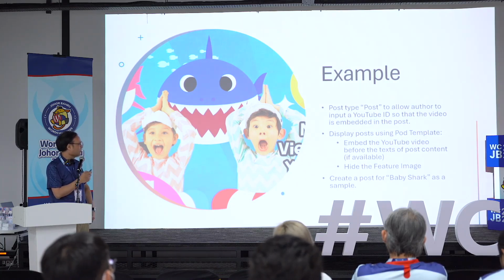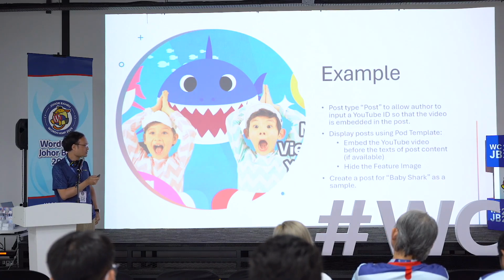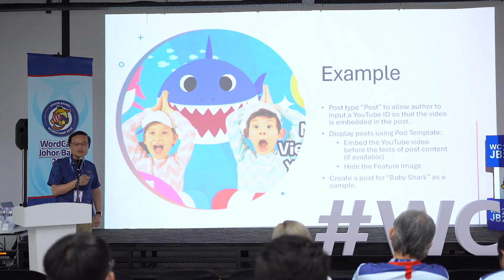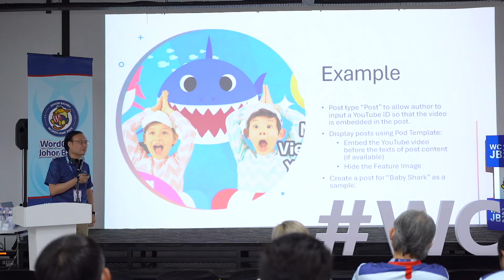And we display the post using the post template because we have to change the layout. All right. So we want to embed the YouTube video before the text of the post content. And we also want to hide the feature image because a lot of times the feature image would be the same as the YouTube video that you want to embed.